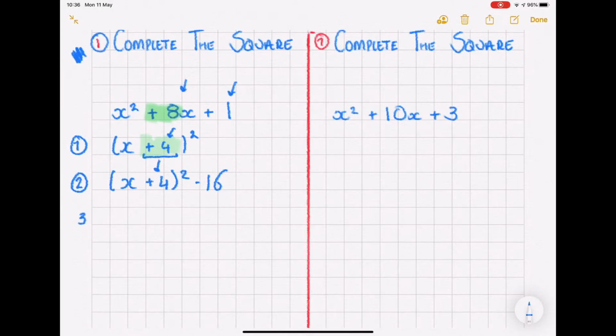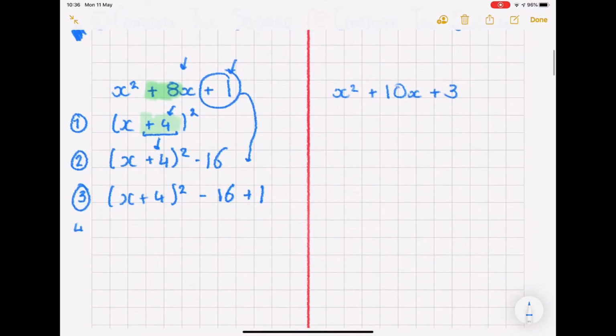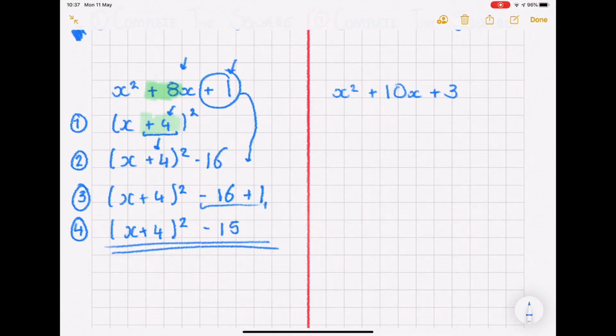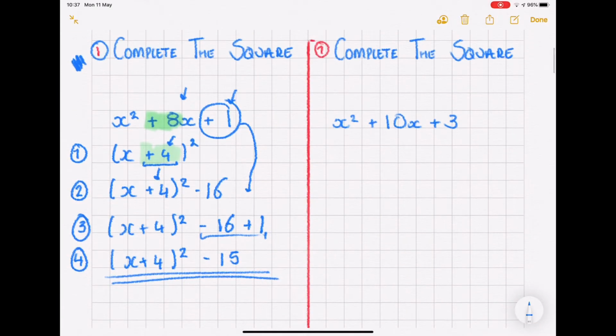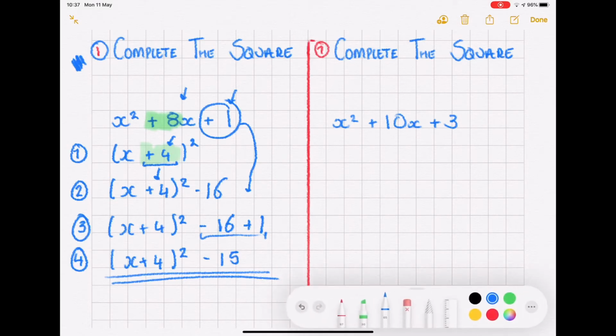Now our third step is to take whatever we have on the end and pop it on. So we end up with x plus 4, all squared, take away 16, add 1. And now our last step is to simplify. So x plus 4 all squared, minus 16 plus 1 is minus 15. And that's our first method of completing the square. We'll go on to how to solve for the roots a bit later on, but that is the method for completing the square. So let's go over that again.